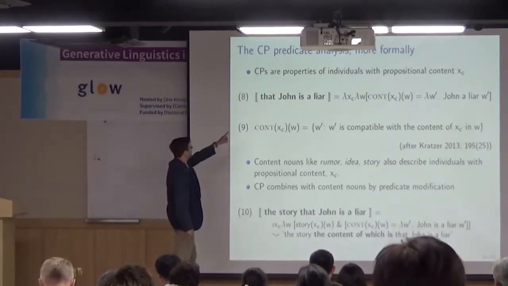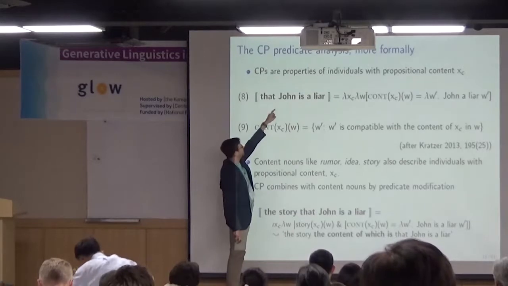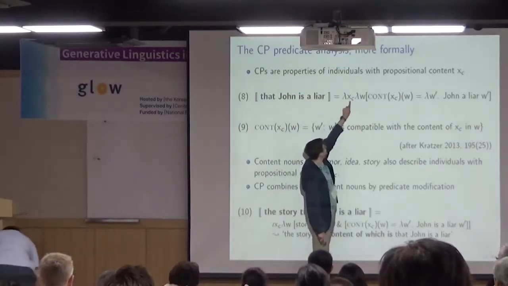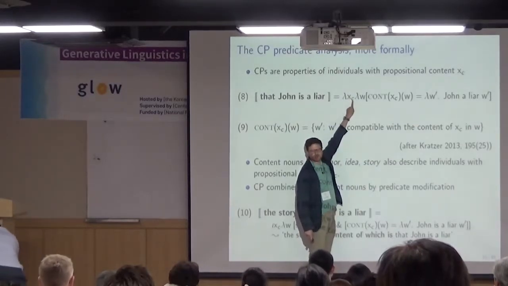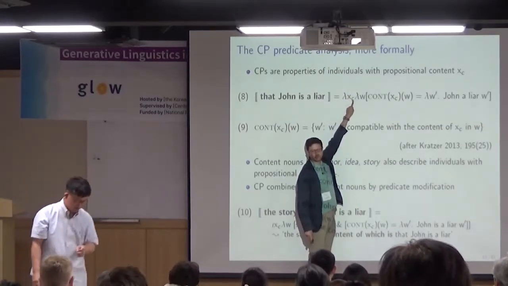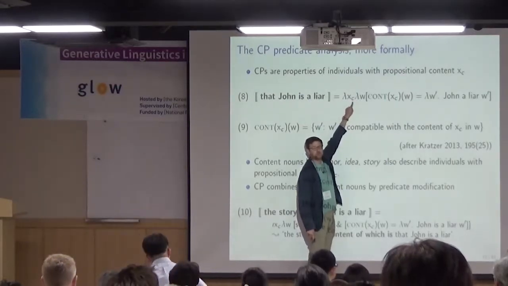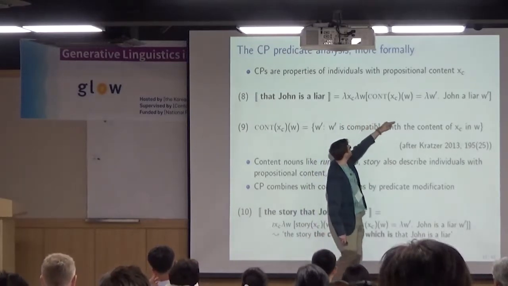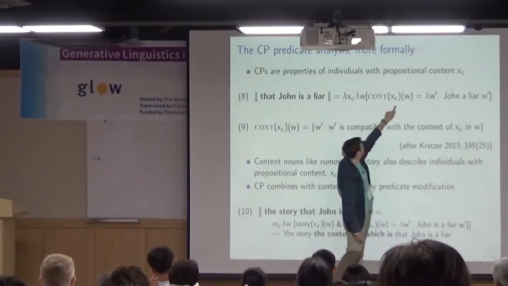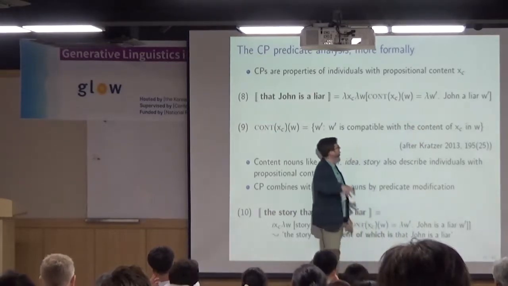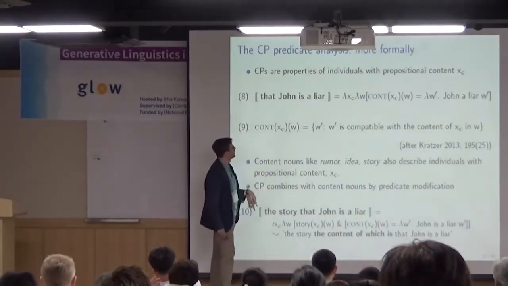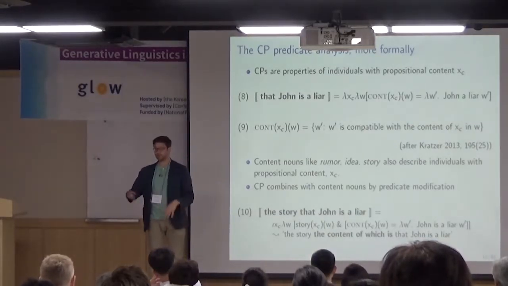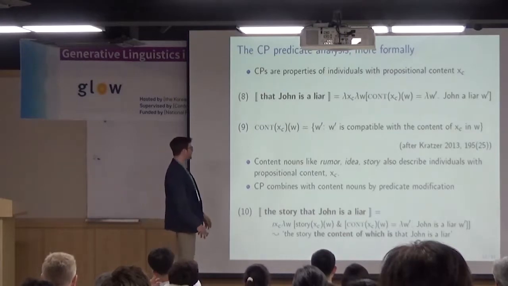But with lambdas and world variables is all that's different here. A CP that John is a liar is a function that takes an individual with content. This little c means you're talking about ideas and stories and news, not like tables and chairs. And so what it says is that the content of that thing is the proposition. It's the proposition that John is a liar. You can define the content function as a way to recover sets of worlds from stories and newspapers.